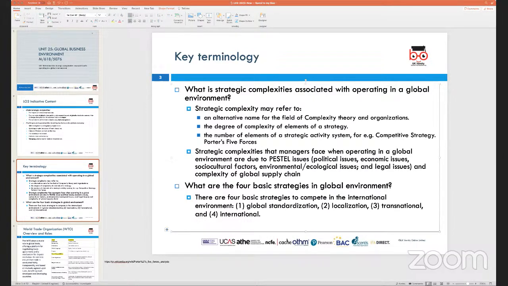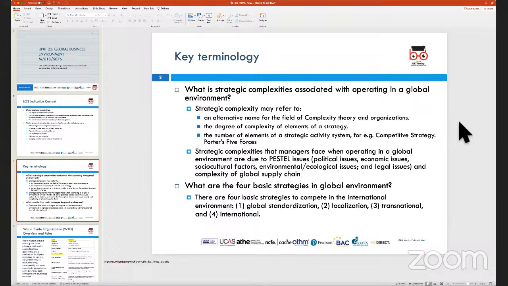And these could be political issues. So when we talk about complexity, we look at the complexity theory, and in those cases we are basically taking the help of the PESTEL framework, which is looking at political issues, economic issues, socio-cultural issues, or environmental or technological or legal issues which could affect the workings of the organization.